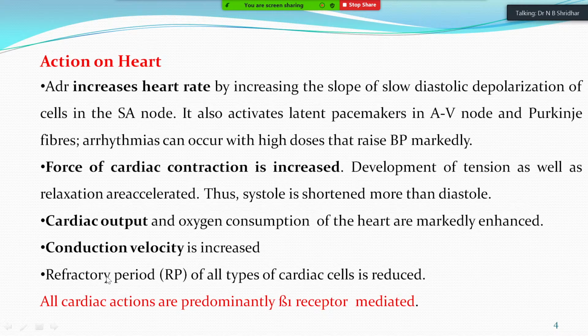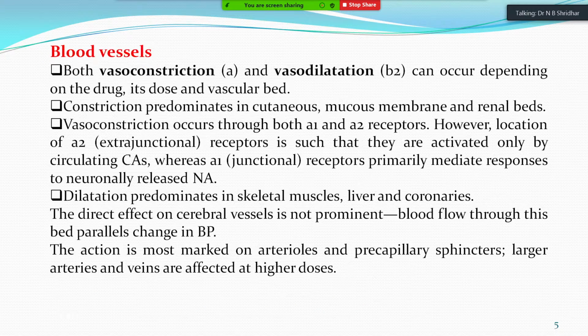Another thing is that the quiescent or refractory period of all types of cardiac cells is drastically reduced, and all cardiac actions are predominantly mediated by the beta 1 type of receptor, as you know very well. Beta 1 is highly abundant in cardiac tissue, especially the SA node, AV node, bundle of His, Purkinje cells and the myocardium of the heart.